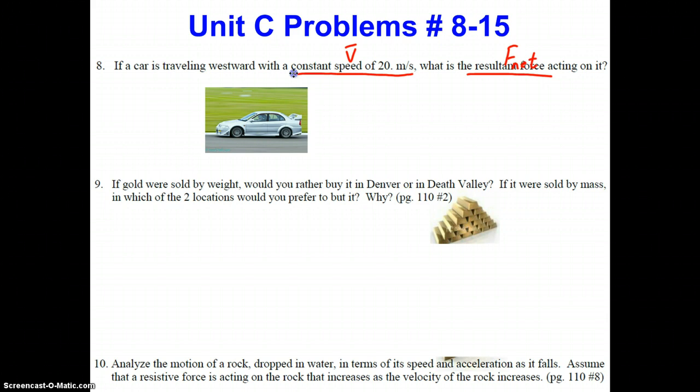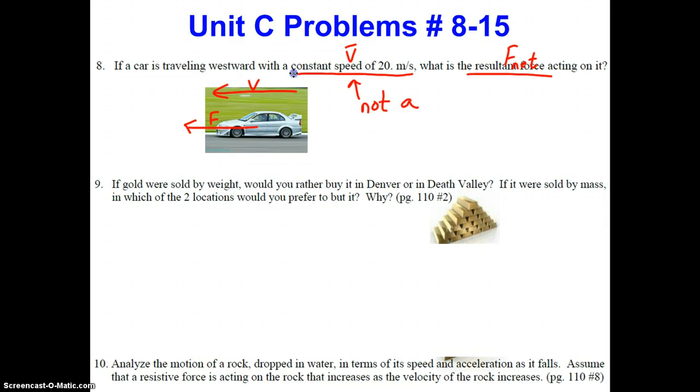Okay? So we take a look at our car over here, and if we did our free body diagram, there obviously has to be a force forward on the car to keep it moving. And it's traveling to the west. And our motion arrow indicates that it's traveling to the west under constant speed. So we'll label that with a v. Well, if it's moving at constant speed, what does that mean? This means it is not accelerating.